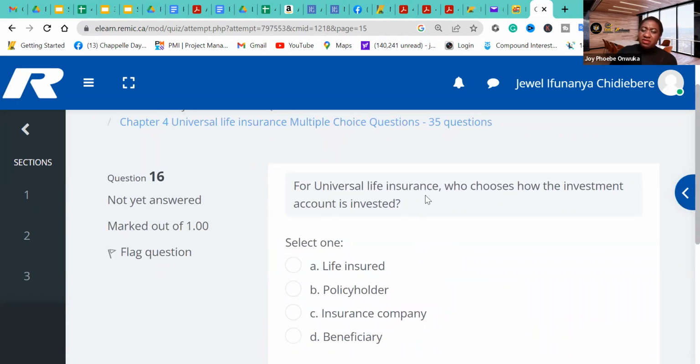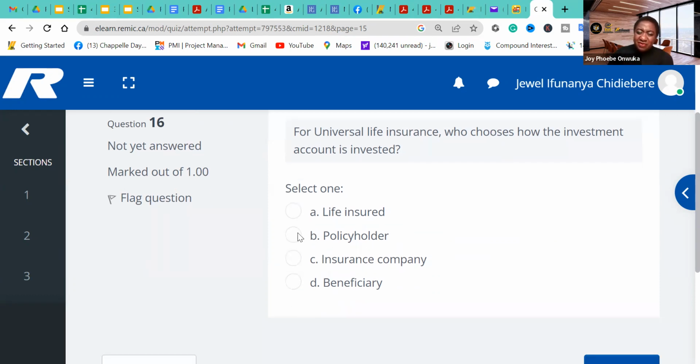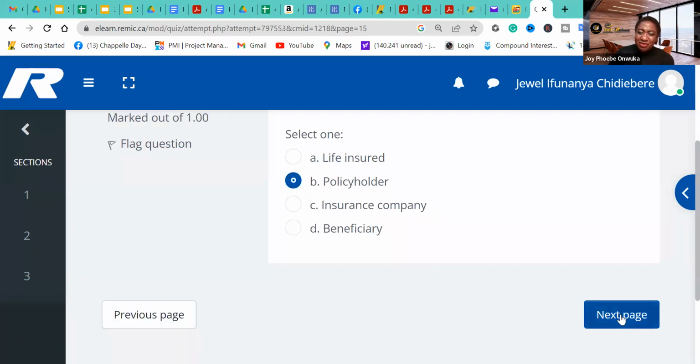Now, for universal life insurance, who chooses how the investment account is invested? Oh, it's the policyholder, of course, not the life insured. Not the insured, yeah. Okay? It's the policyholder.